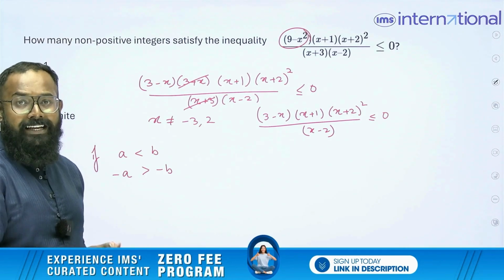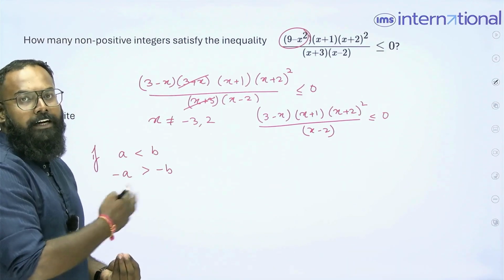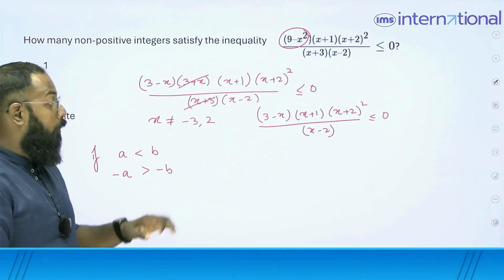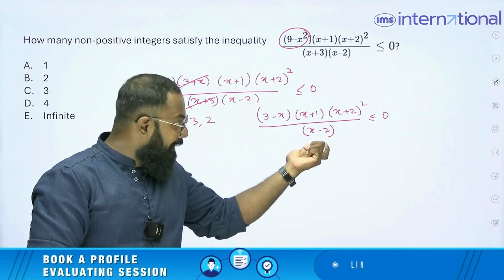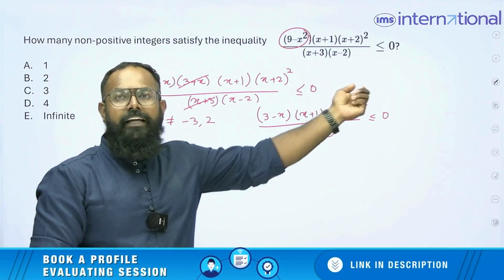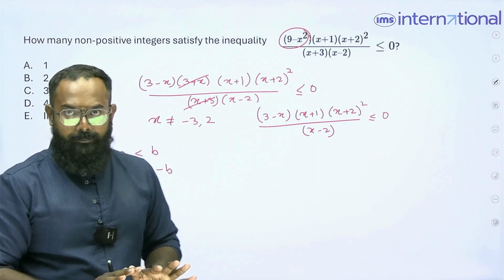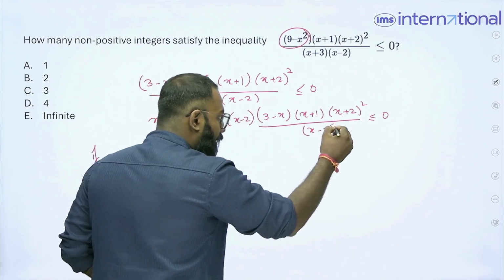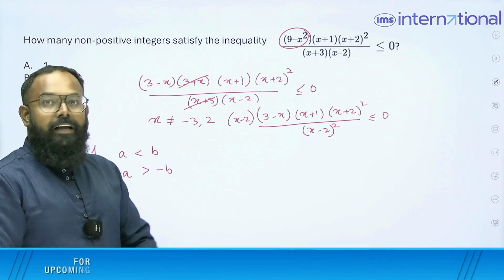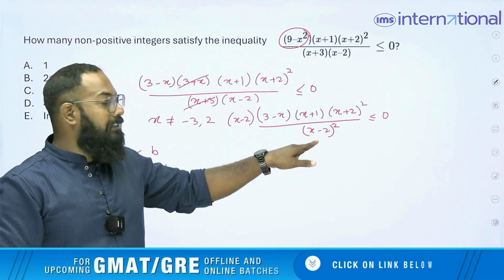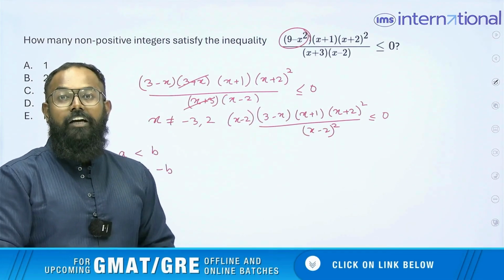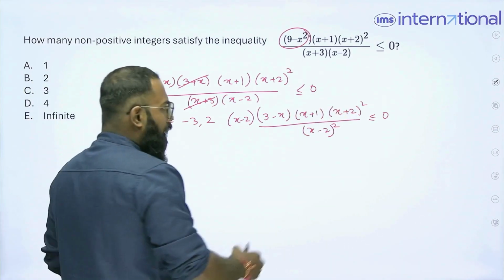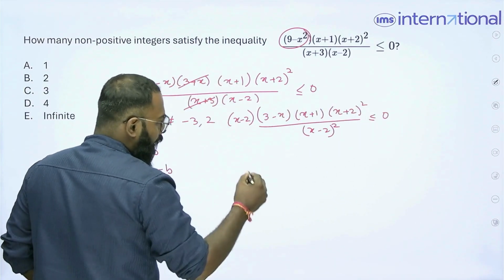Whenever I multiply a negative number to both sides of an inequality, the sign actually changes. Now, since I don't know the sign of x minus 2, I cannot take this to the right hand side at this point of time. But if I multiply the numerator and the denominator with x minus 2, my denominator is (x minus 2) raised to the power 2, which is a non-negative number, and now I can take this to the right hand side without taking any tension about the inequality.